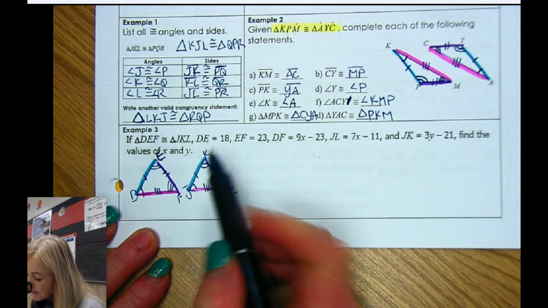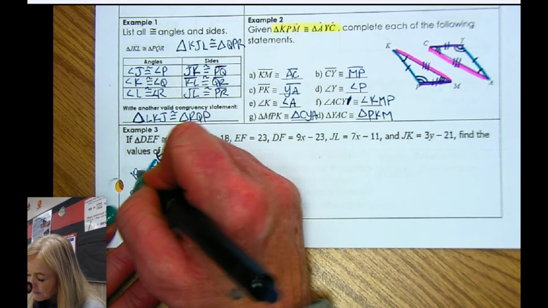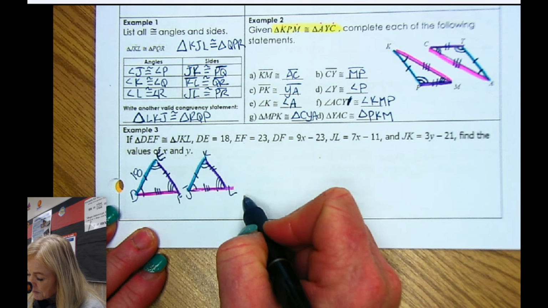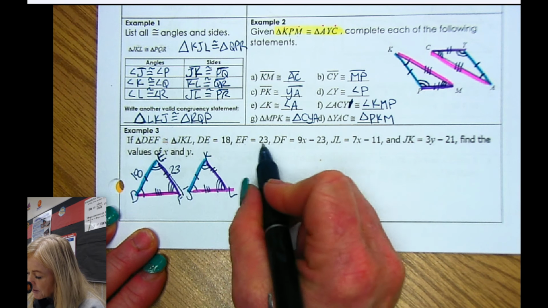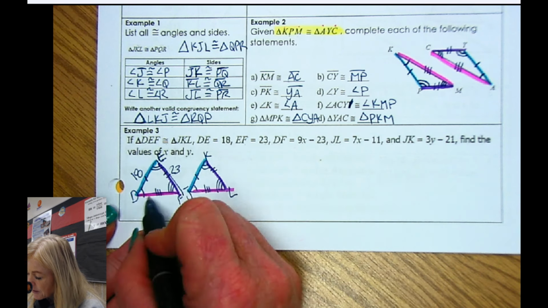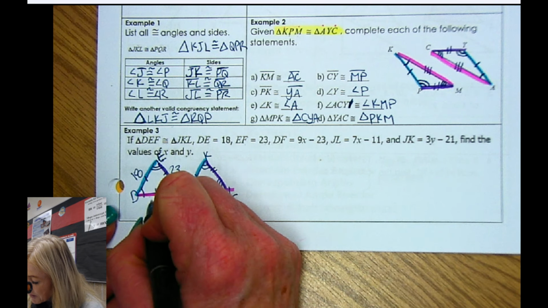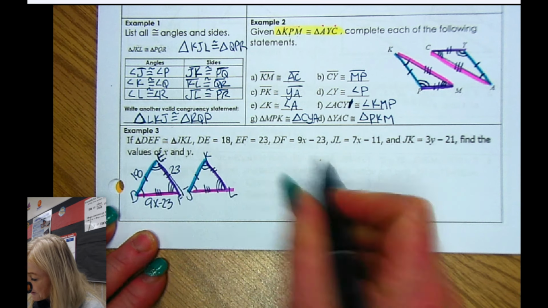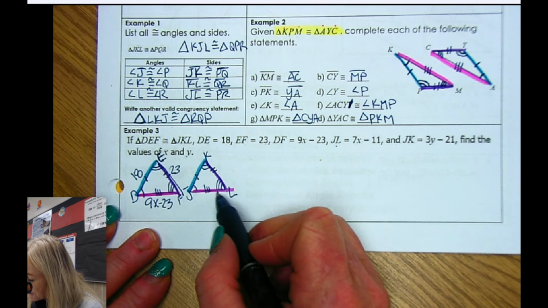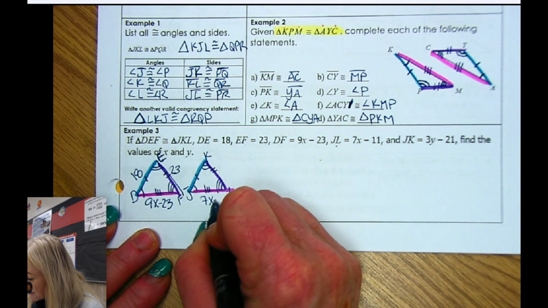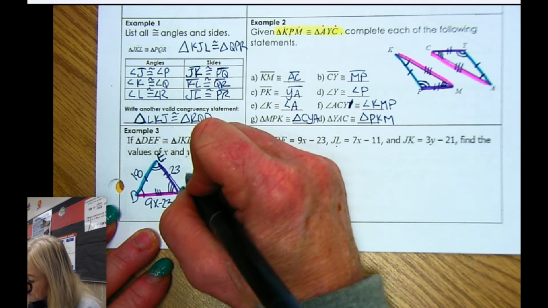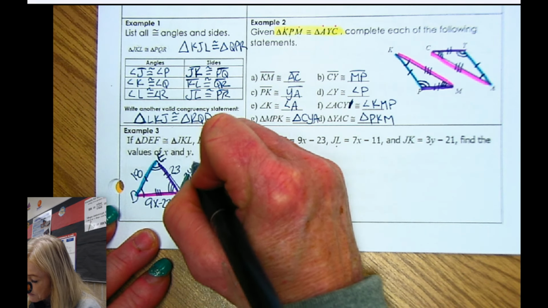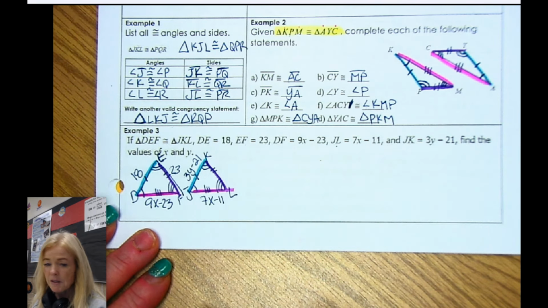All right, so DE is 18, so from D to E is 18. And then E to F is 23. So there's E to F, 23. And then DF, where's DF? Right here is 9x minus 23. And then JL on the other triangle, JL is 7x minus 11. JK is 3y minus 21. And then find the values of x and y.